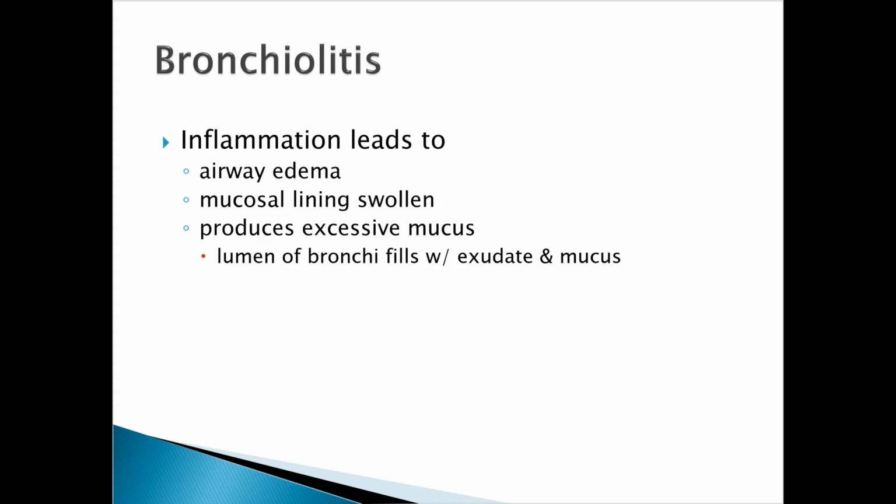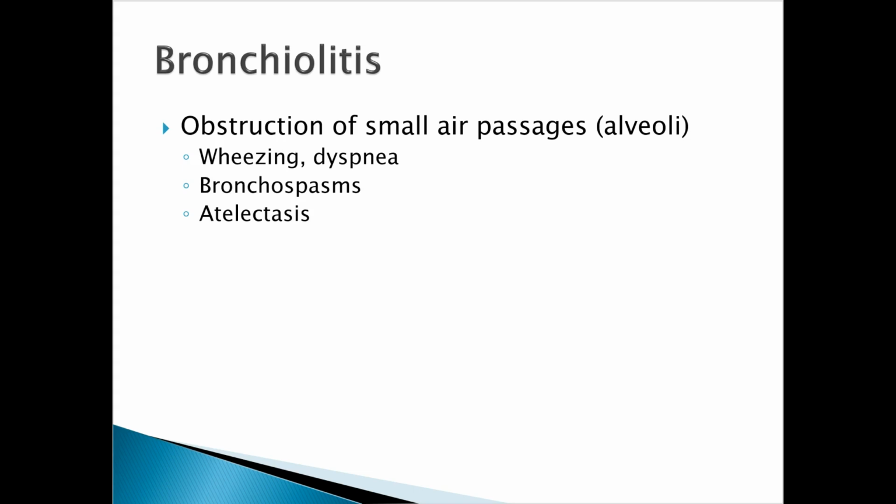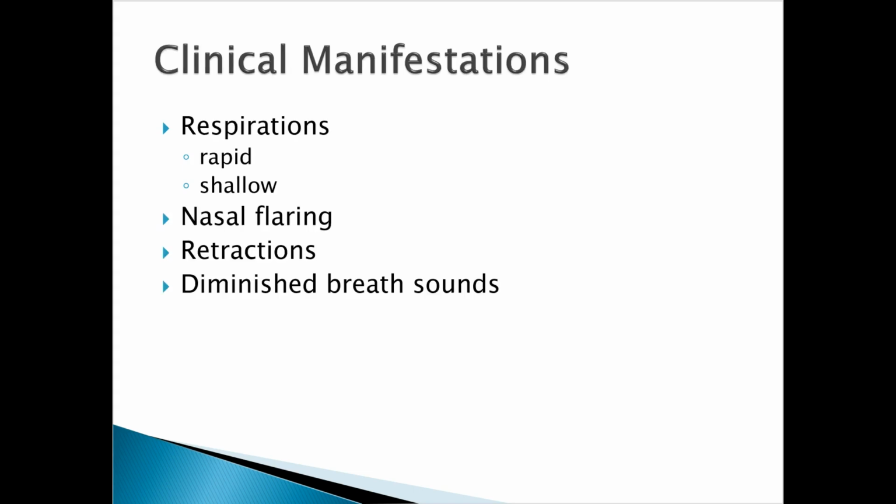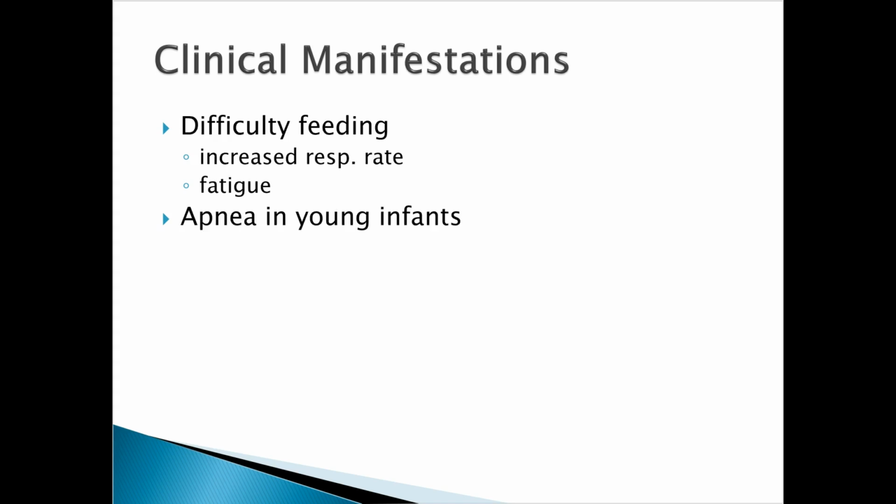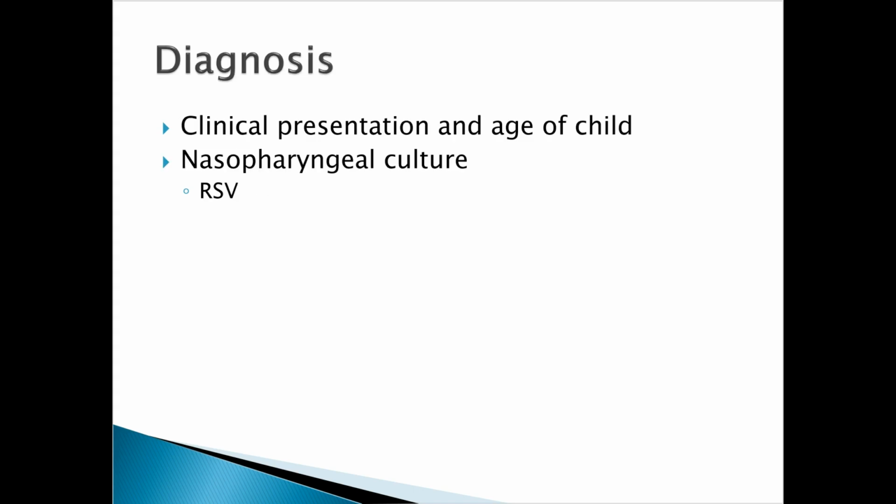The inflammation of the bronchioles leads to airway edema, which produces excessive mucus. And so the lumen of the bronchi fills with exudate and mucus, which leads to that wheezing and dyspnea, bronchospasms, and you may have some atelectasis in there and hear it. Their respirations are going to be rapid and shallow. Again, nasal flaring and retractions. You may even have some diminished breath sounds. Like we talked about, they're going to have difficulty feeding.